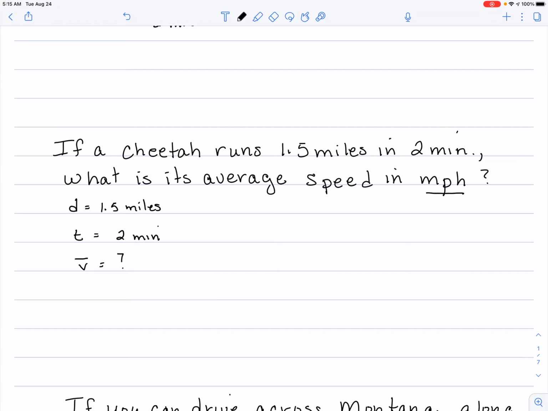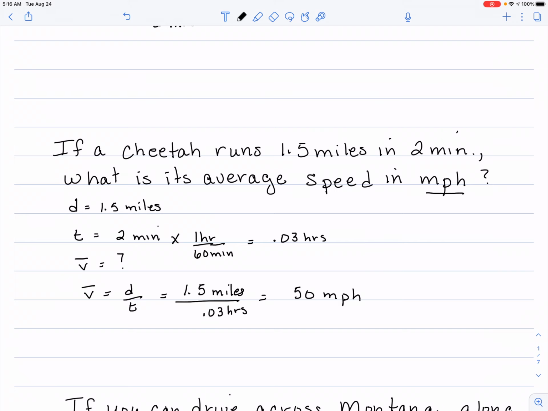So in 2 minutes, we know that in 1 hour, we have 60 minutes, and that is going to give us 0.03 hours. Okay, so now we can calculate the average speed being distance over time. We have 1.5 miles divided by 0.03 hours, and that's going to give us a final answer of 50 miles per hour.